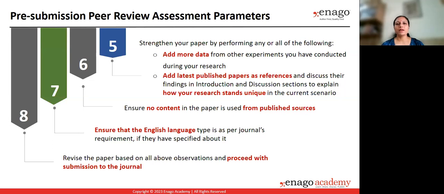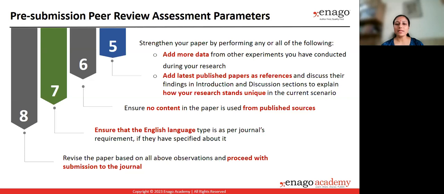Apart from this, also strengthen your paper by performing any of the following activities. At this stage, you can even add more data from other experiments that you have conducted during your research. You can even add the latest published papers as references and support your research statements in the introduction and discussion sections further. This is how you will ensure that your research details stand unique in the current scenario.